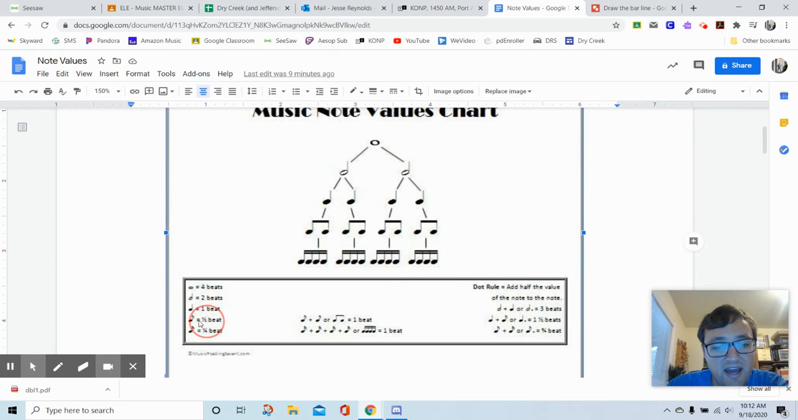And then eighth notes are a half a beat. And then 16th notes are a quarter of a beat. So this is a little chart that you have there.